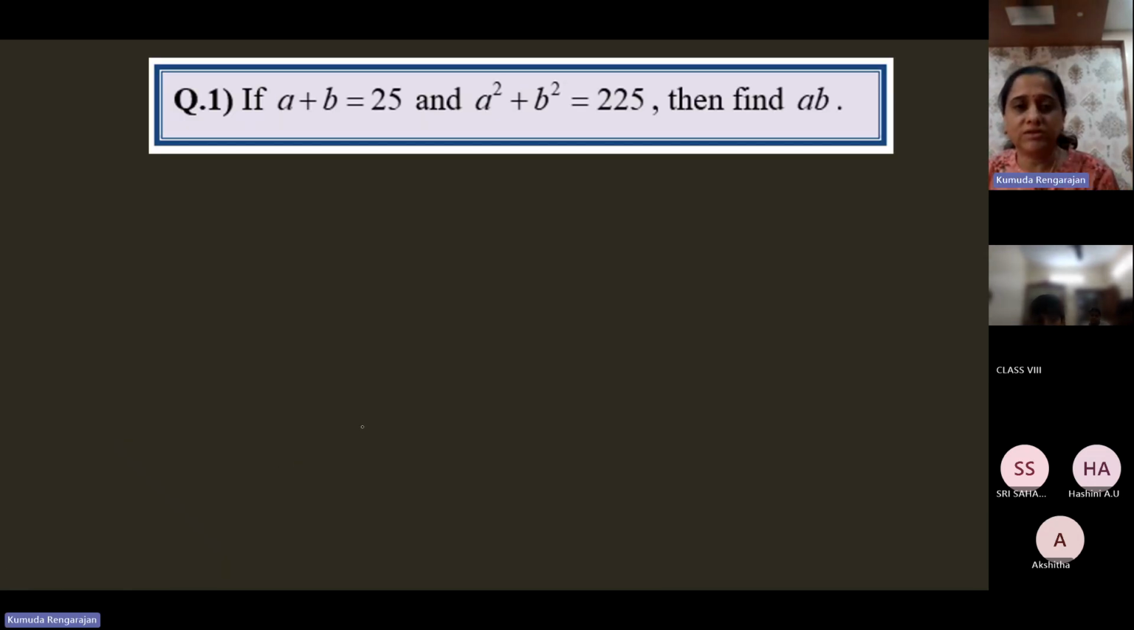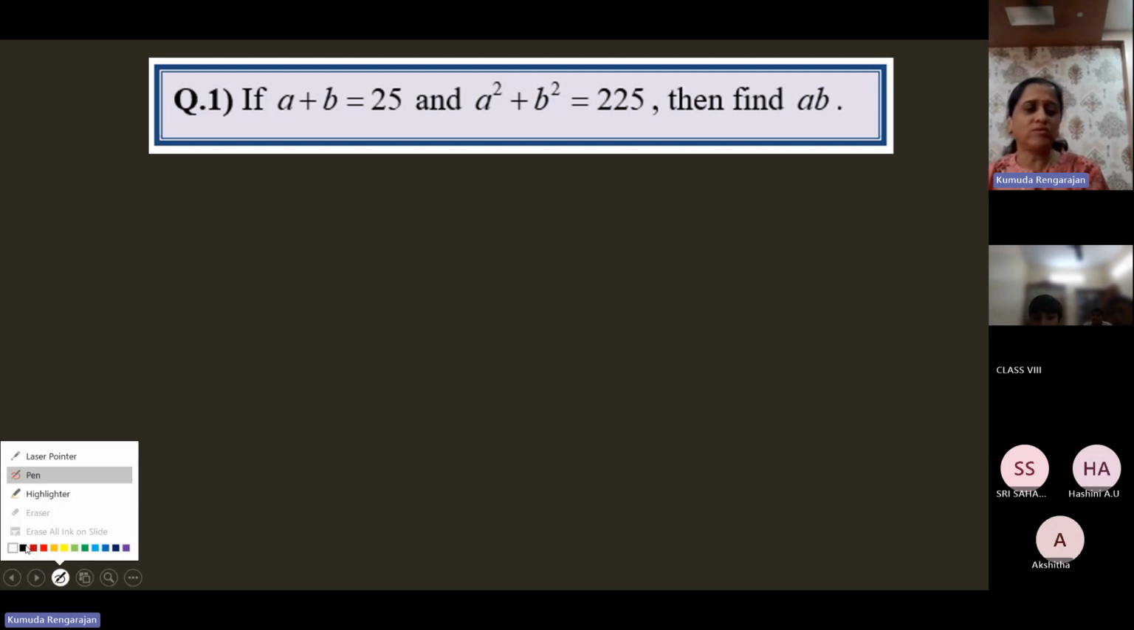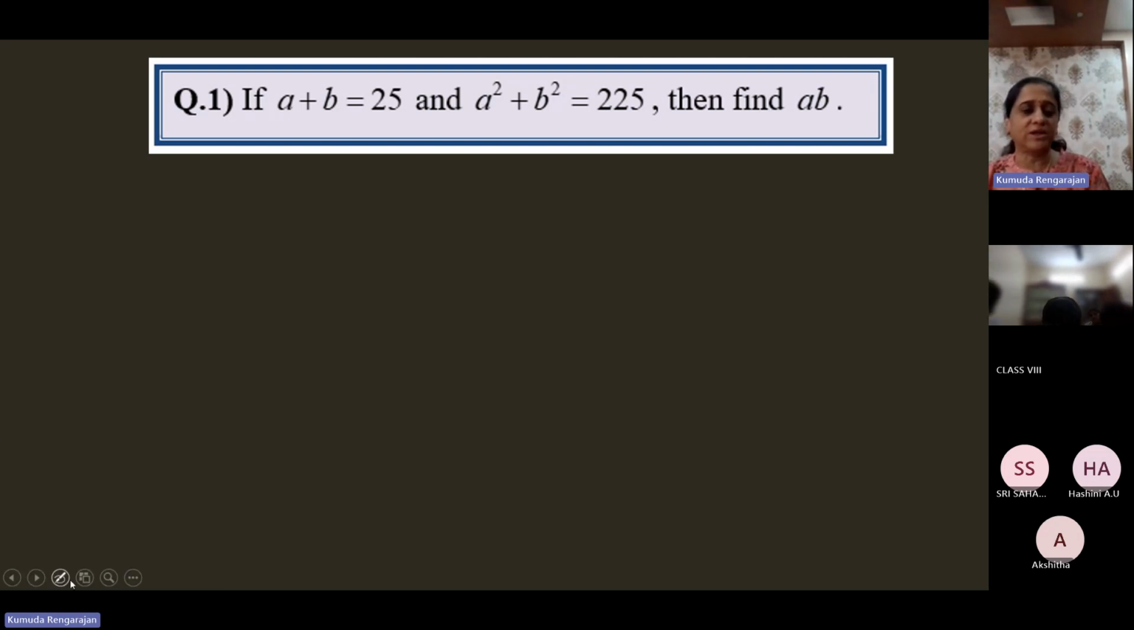If a plus b is equal to 25 and a squared plus b squared is equal to 225, then find ab. A plus b is equal to 25. A squared plus b squared is equal to 225. Find ab. So you will have to make use of an identity which has these expressions. You will have to write an identity that has a plus b, a squared plus b squared, and also ab so that you can find ab.